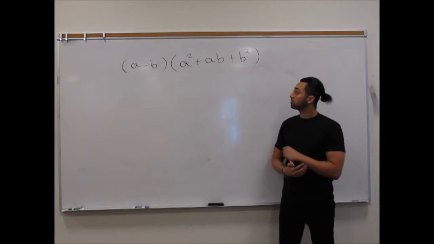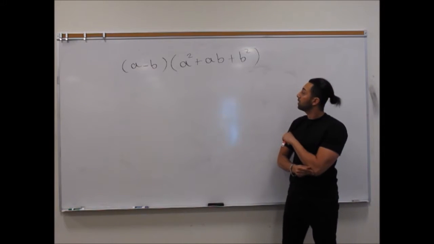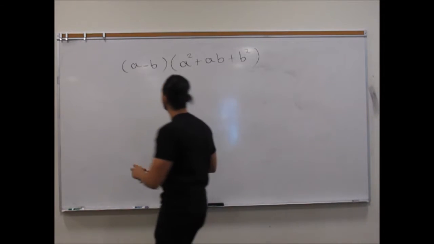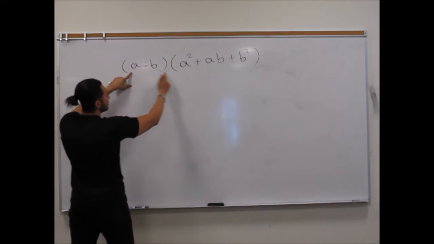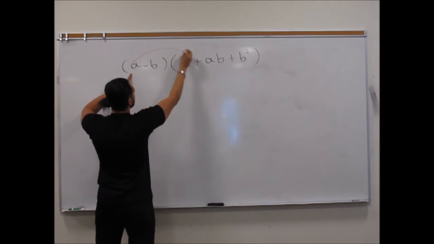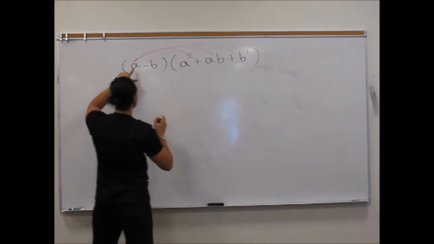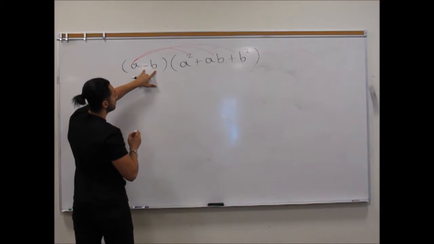Alright, so this is just like the previous example. You got a binomial and a trinomial getting multiplied together. So same thing. We're just going to distribute the a into every single term we see there. So 1, 2, 3. And once we're done with the a, we're going to move on to the negative b.